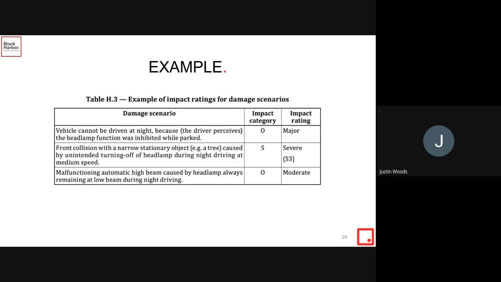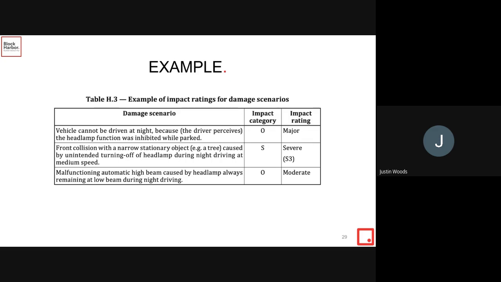Then a front collision with a narrow stationary object, like a tree, might be caused by unintended turning off of headlamp during night driving at medium speeds. So this might be like veering off the road due to not being able to see the road, right? Because your headlights turn off, especially if you're going down a more country road without other people around you, right? Kind of a really dark environment. This would get a safety rating, of course, of severe, as this would definitely affect the road user quite a bit if that were to happen.